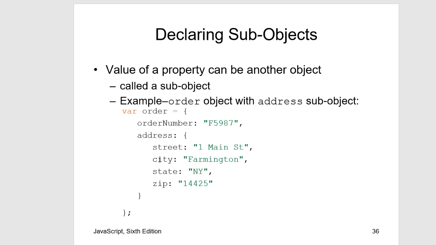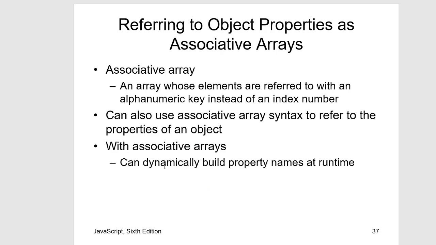The property can also be another object. In this case, you can see an order has within its order an address, which itself is an object containing 4 key value pairs. Referring to object properties as an associative array is a common way of showing that anything that defines an object is simply establishing what property it is and what value it can have.